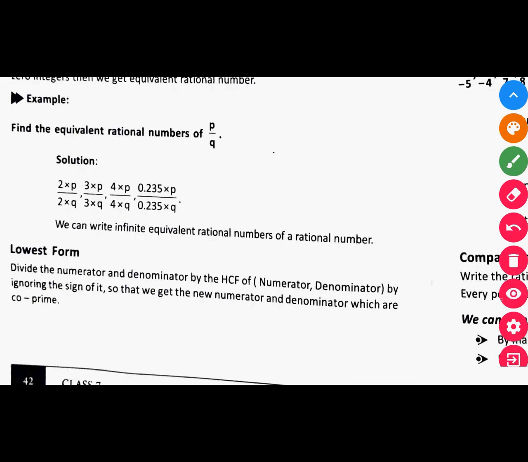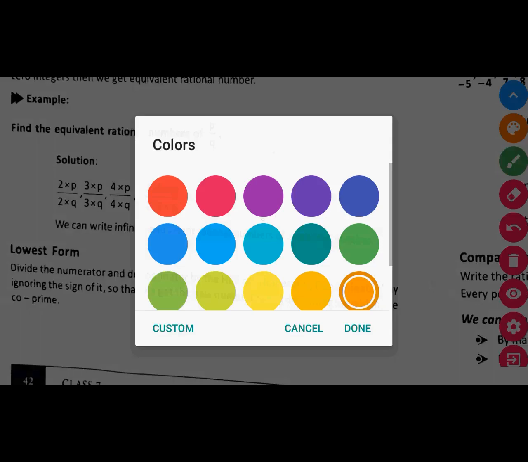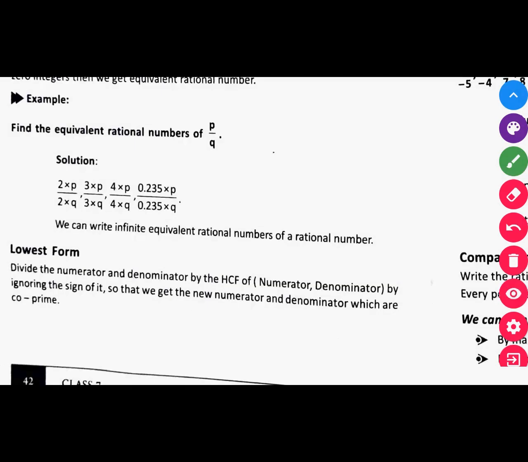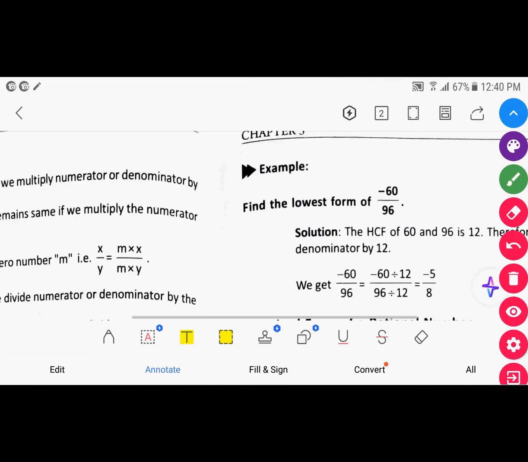Now if we want the lowest form of the rational number, then what do we have to do? Divide the numerator and denominator by the HCF, the highest common factor of the numerator and denominator, ignoring the sign. So we get the new numerator and denominator, which are co-prime to each other. They are equivalent to each other, and it is the lowest form of that rational number.